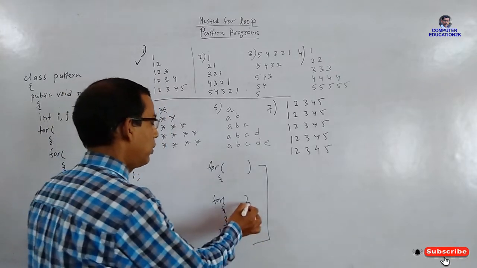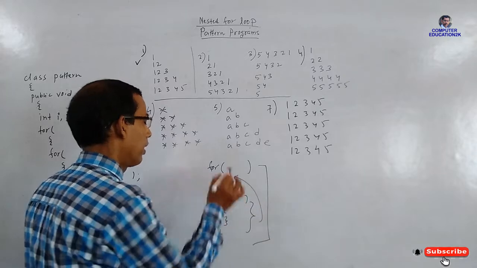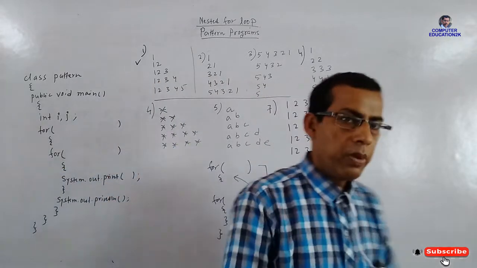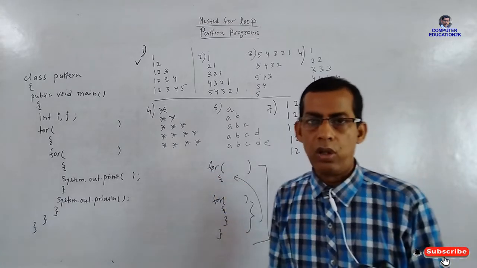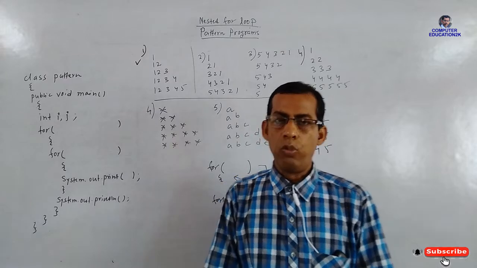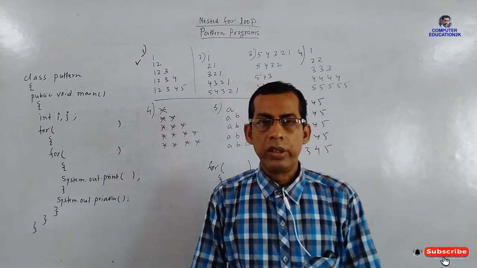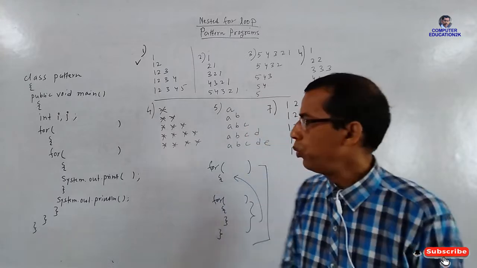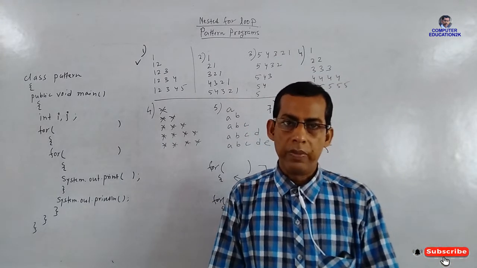Now this for loop is under that for loop. The second for loop is now under the first for loop. This is called a nested for loop: one for loop inside another for loop. Now you have to use this concept to do all these pattern programs.